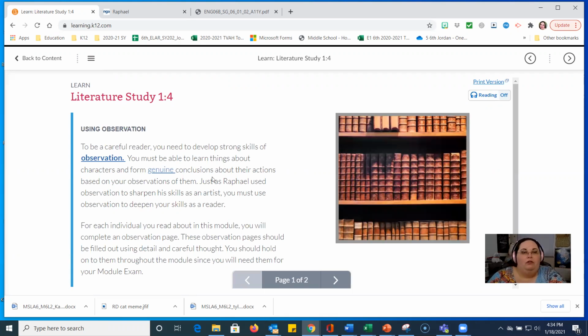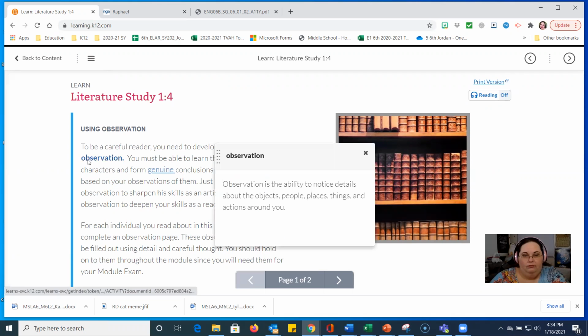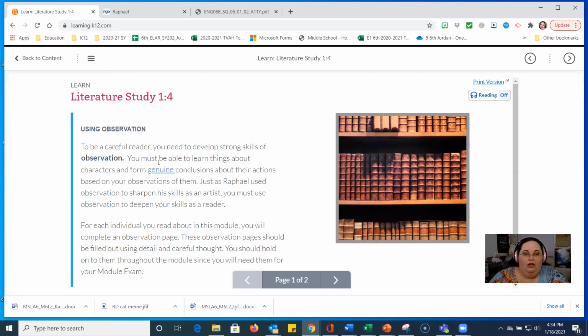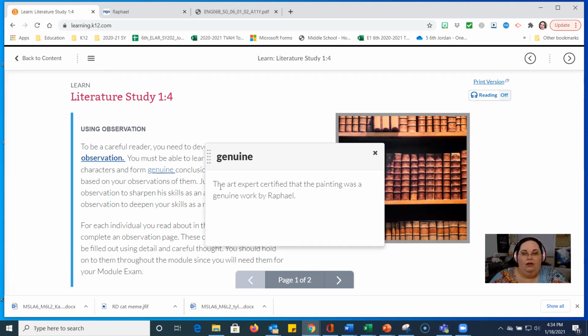Using observation. To be a careful reader, you need to develop strong skills of observation. Observation is the ability to notice details about the objects, people, places, things, and actions around you. You must be able to learn things about characters and form genuine conclusions about their actions based on your observations of them. So what is genuine? The art expert certified that the painting was a genuine work by Raphael. What do you think?